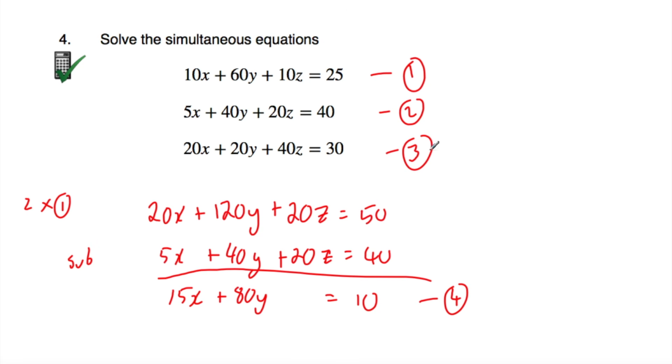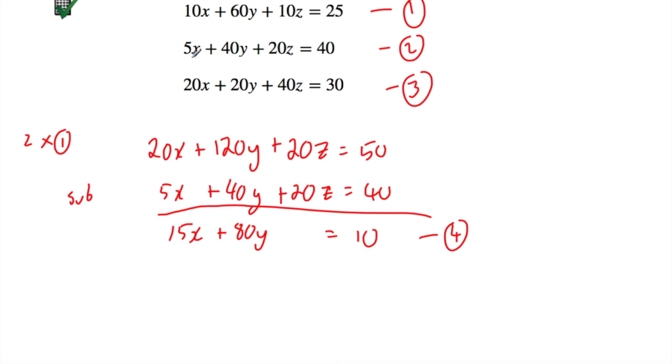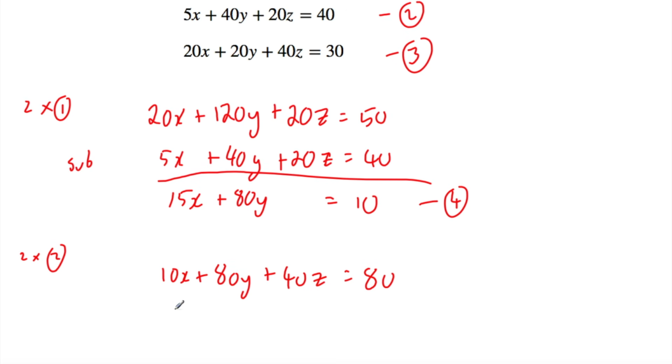We've now got an equation without the z term in it. Now we want to get another equation without the z variable, so we've used equation 1 and equation 2. Now I'm going to double equation 2 and then use equation 3 to cancel out the z's, to get 40z and 40z. Okay, so let's double equation 2. So 2 times equation 2 would be equal to 10x plus 80y plus 40z, and that's equal to 80, just doubling everything in equation 2. And then I'm going to write equation 3 beneath it, which is 20x plus 20y plus 40z, and that's equal to 30.